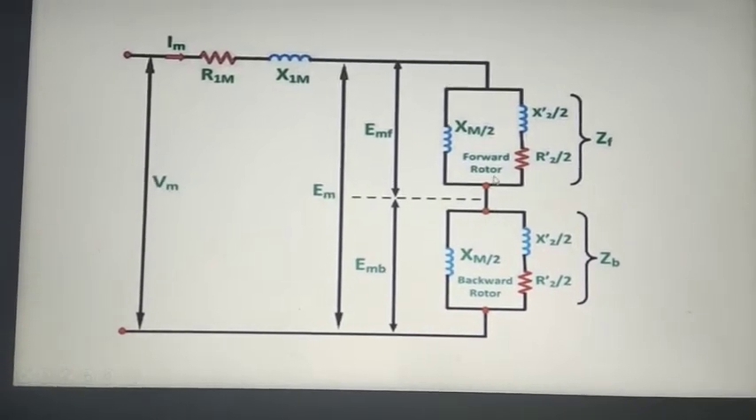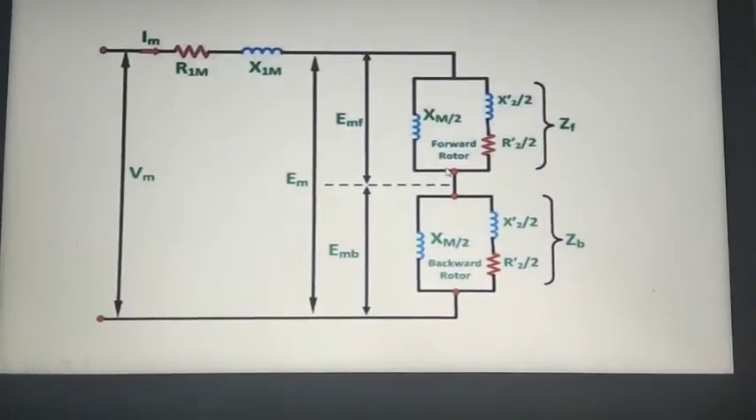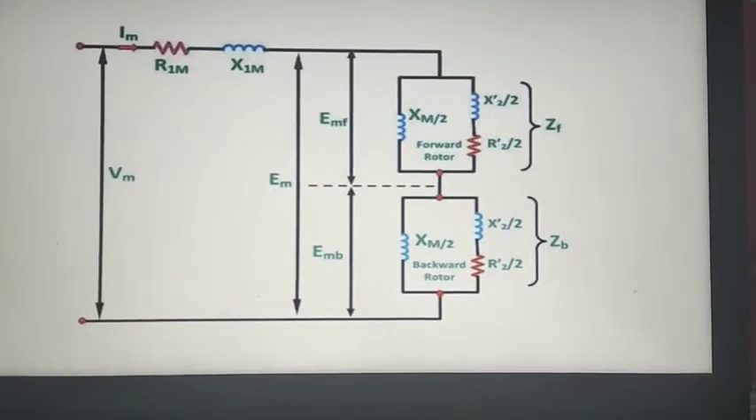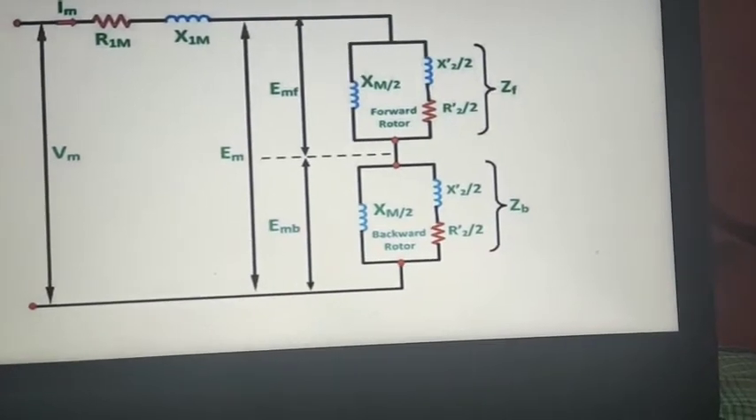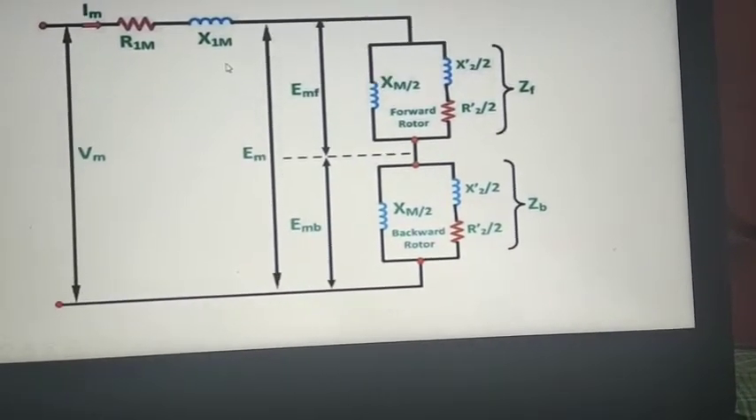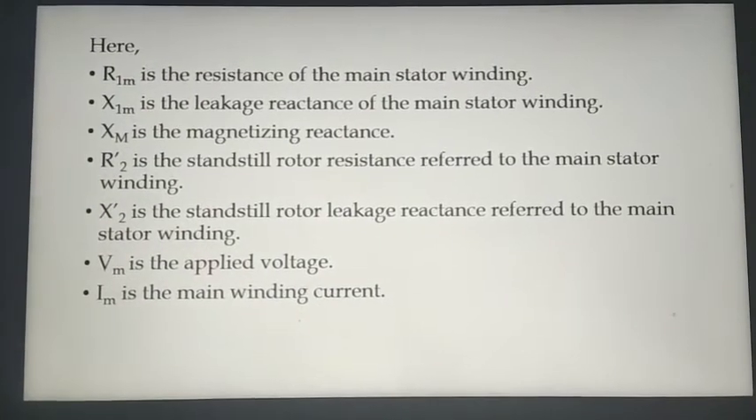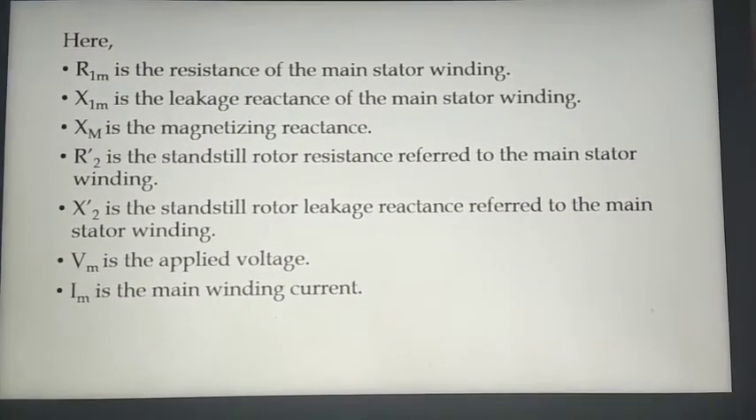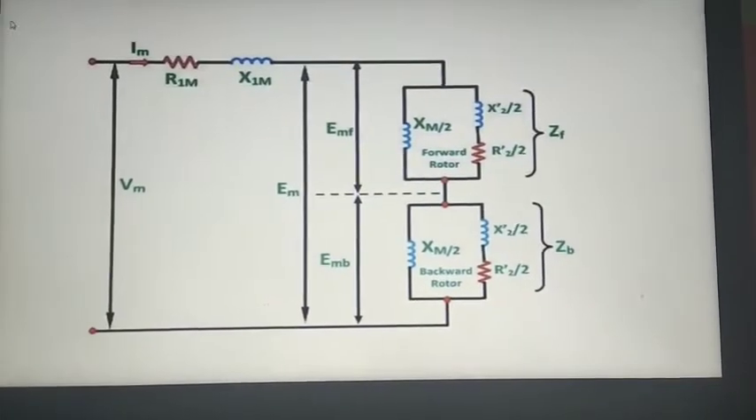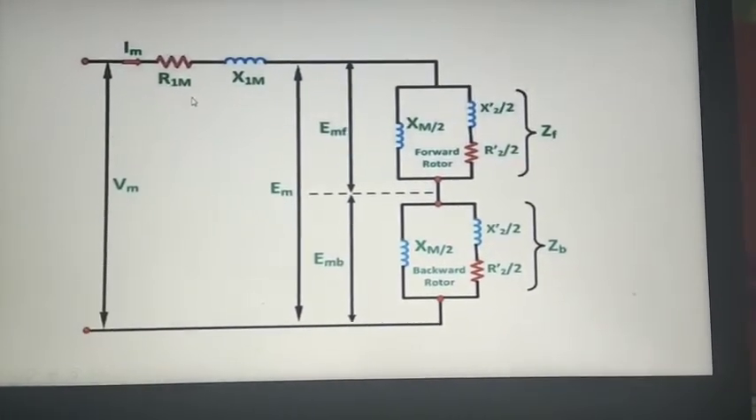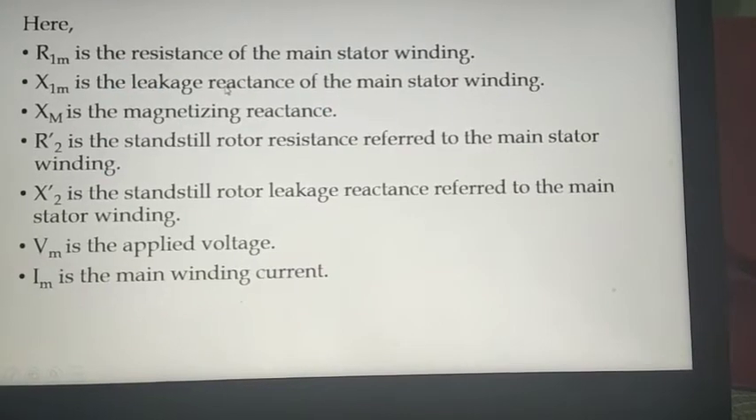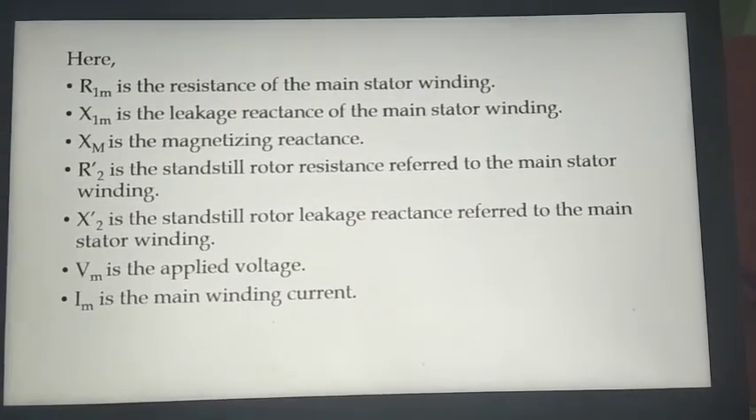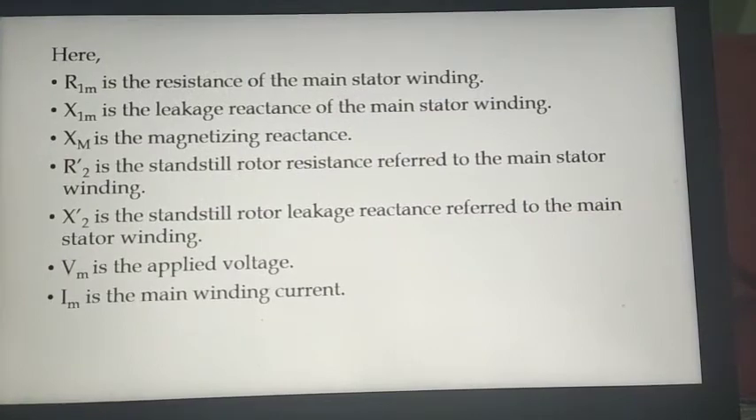So it has both directions of rotation. That means in the forward direction and the backward direction it has opposite torque. One is the forward torque and another one is the backward torque. That will be mentioned here. The first one is R1M, the resistance of the main stator winding. X1M is the leakage reactance of the main stator winding, and XM is the magnetizing reactance.